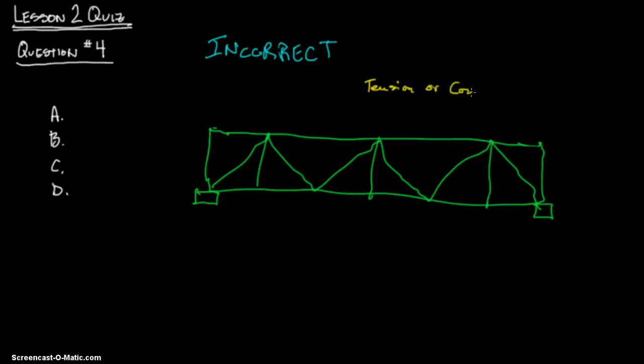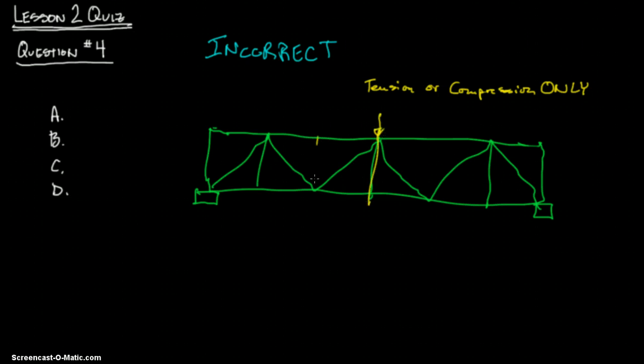So when you load this truss, you're not going to load it like so. You're not going to put that there, because what would that do? That would bend it like this, and therefore it's not tension or compression, that's now bending. So we do not want to do that. That's bad. We want to load it at every panel point, and these are called panel points.